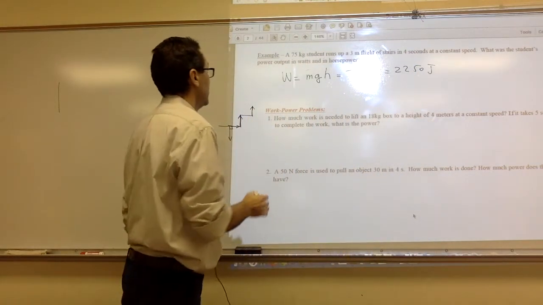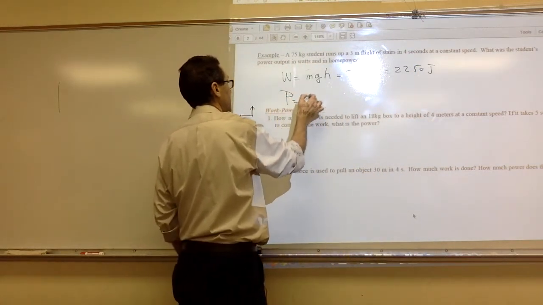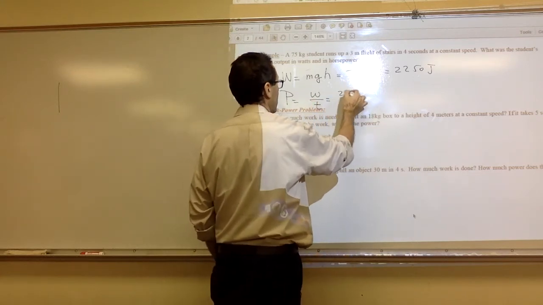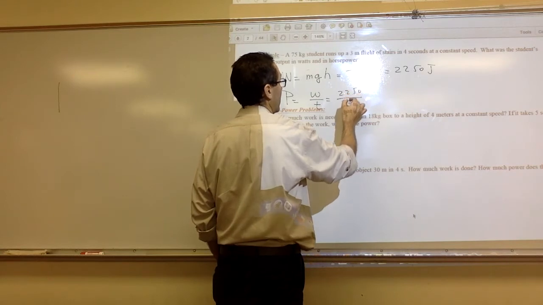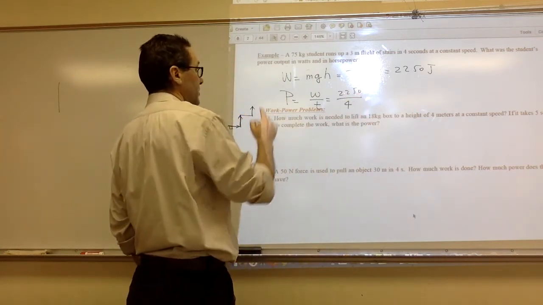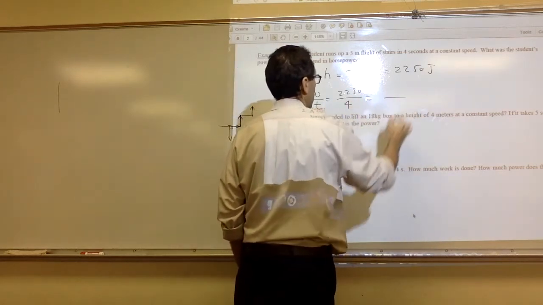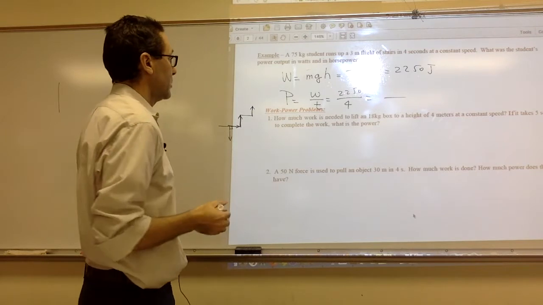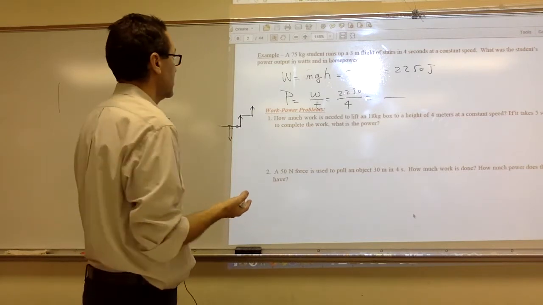Now, the power is the rate at which you do work, so it's work divided by time. You just take 2250 divided by how long it took to go up the stairs, and you get some number. To change it to horsepower, you can just divide that power by 746, and you should get your horsepower.